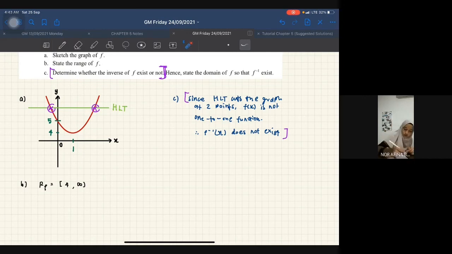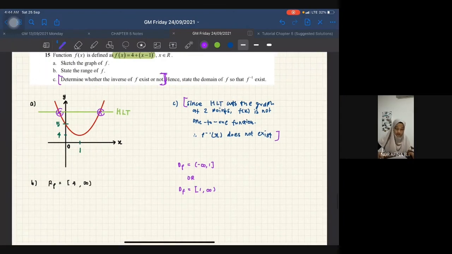Either one. Okay, so kita akan tulis dekat sini. Domain of F is equal to negative infinity until 1 or 1 until infinity. Buat atau kat bawah, bagi clear. Domain of F is equal to 1 included until infinity. Macam tu. Okay?